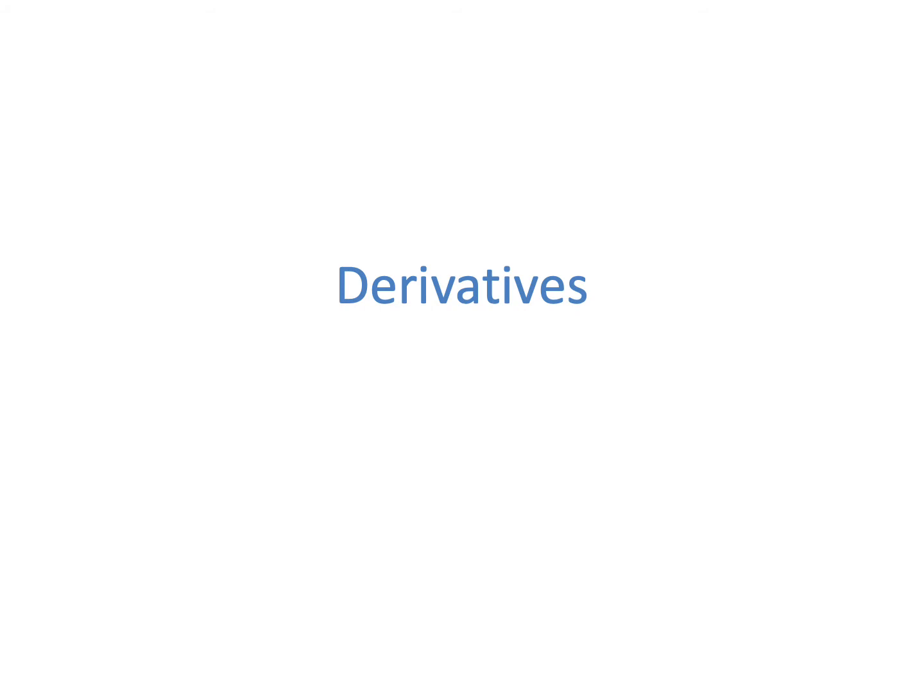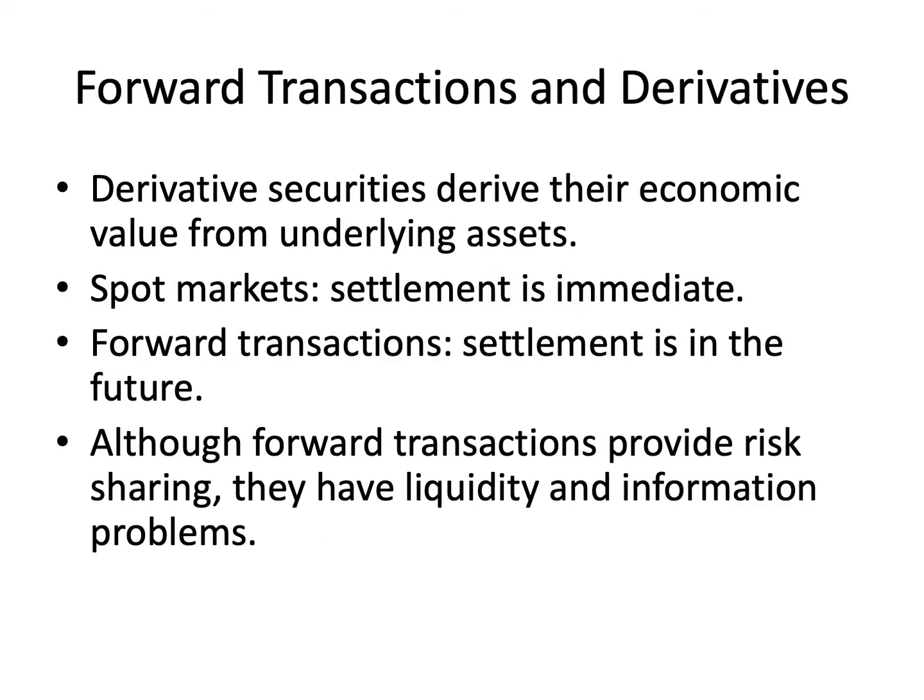Well, let's look first at derivatives. What are derivatives? Derivative securities derive their economic value from the underlying assets on which they're based. And how do they compare with forward transactions? In spot markets, settlement is immediate, and for forward transactions, settlement is in the future. Although forward transactions provide some risk sharing, they have liquidity and information problems.